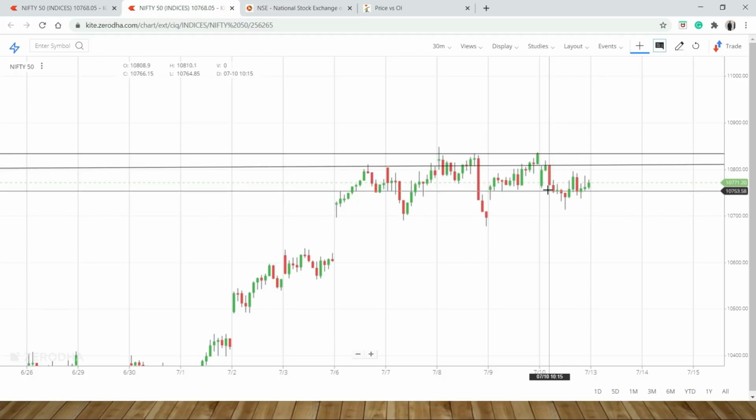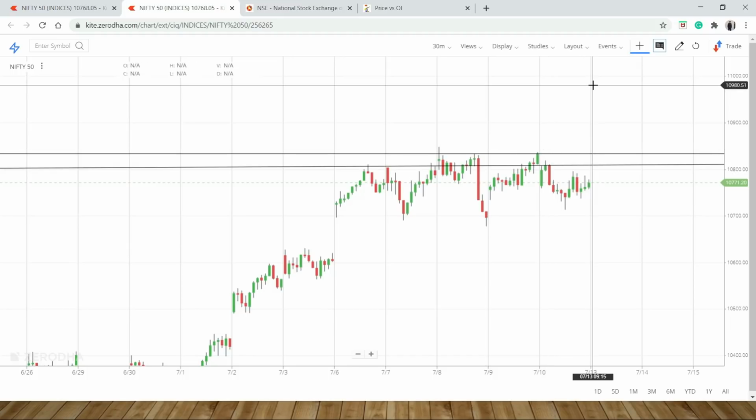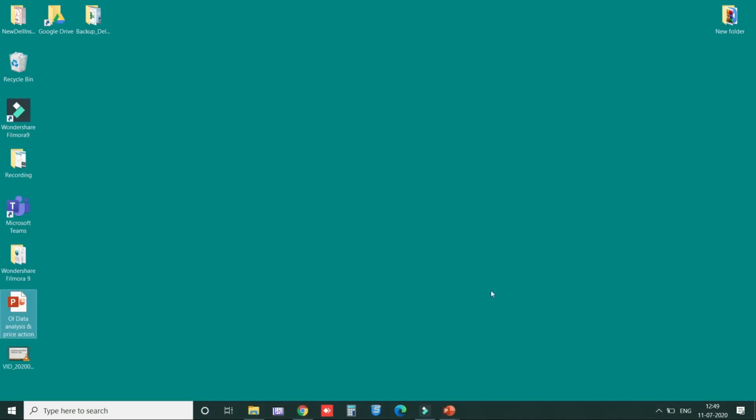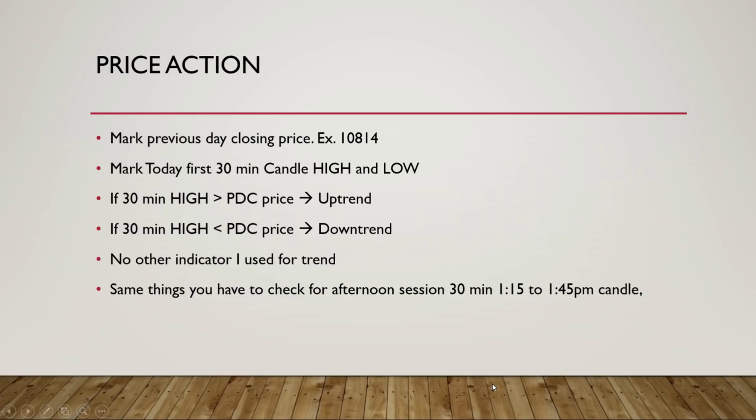If your candle is above the previous day closing price, over here, then the trend is somewhat on the upward side. So this is simple price action. With the price action and OI, I am confirmed that 10 July is a downward trend. So with that, you can conclude the morning trend from OI as well as price action.